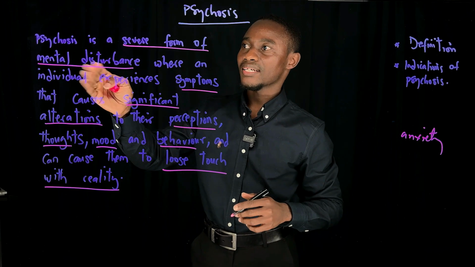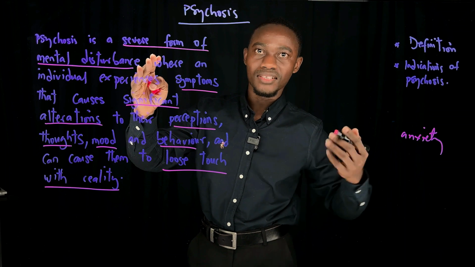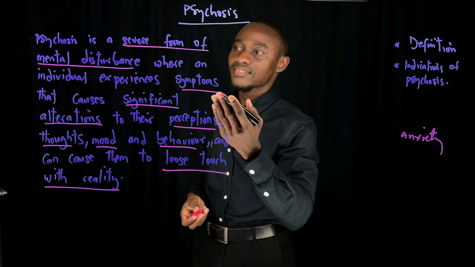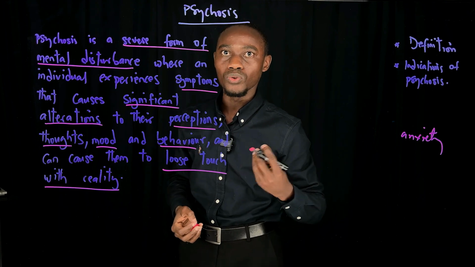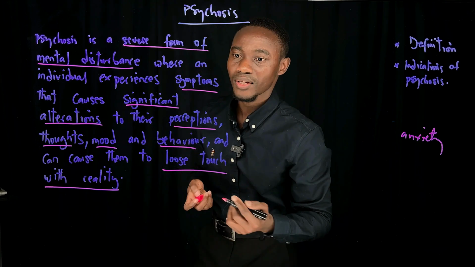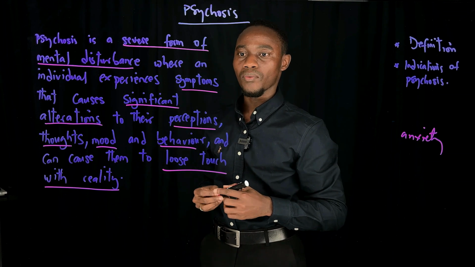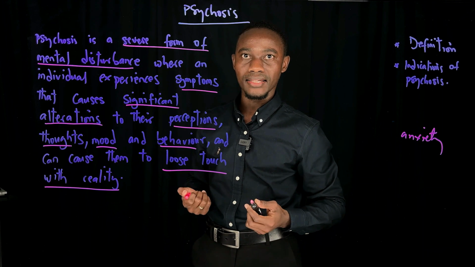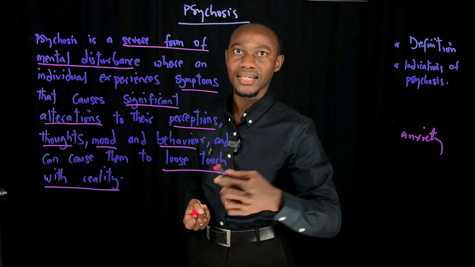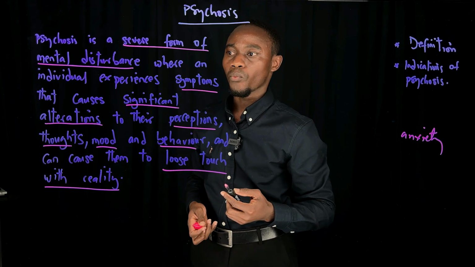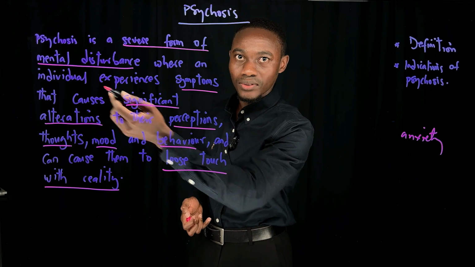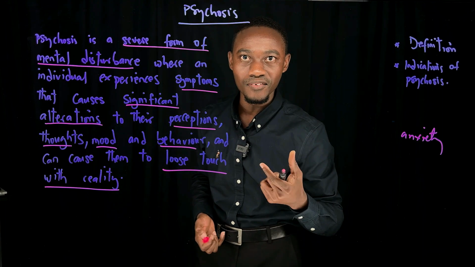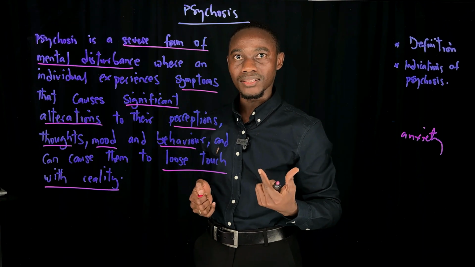So far, we understand that psychosis is a very severe form of a mental disorder where an individual experiences signs and symptoms that causes significant or notable changes to their perceptions. Now, perception has to do with how an individual becomes aware of stimulus, being it internal or external stimulus, but normally external stimulus. So when an individual develops psychosis, they experience significant changes or alterations to how they perceive things, how they perceive the environment around them.